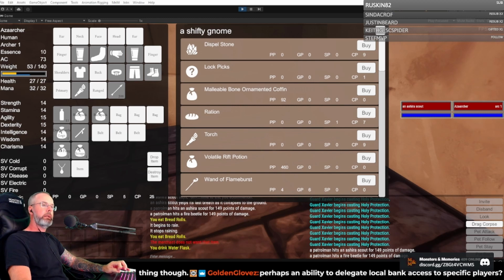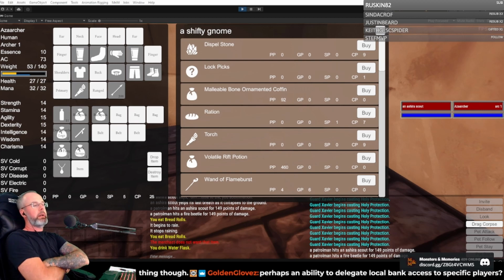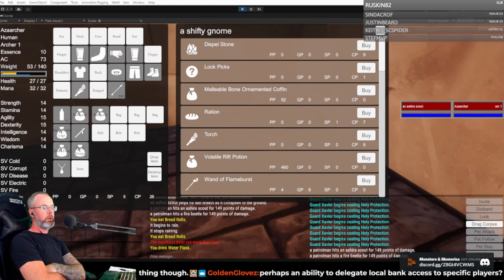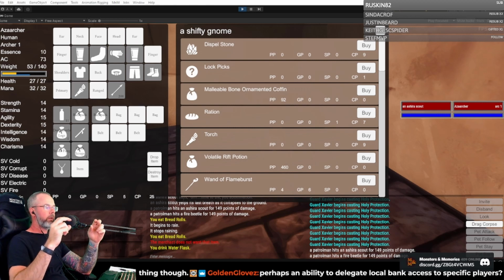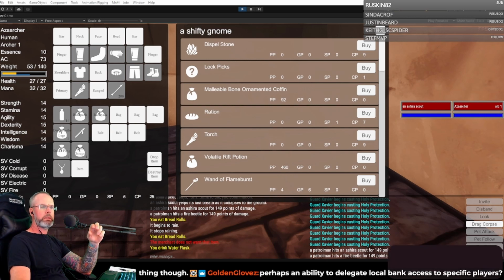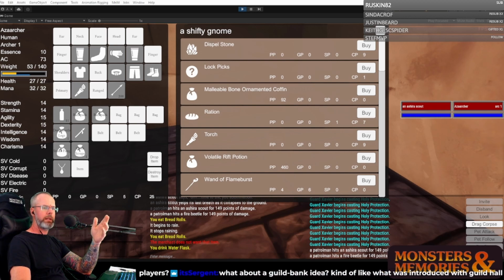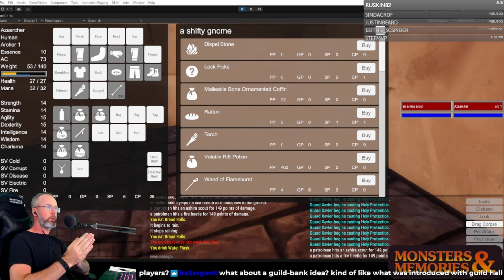Perhaps the ability to delegate local bank access to specific players. Well, we've talked about having the merchant bags, right? I think I've called it an escrow bag in the past. The escrow bag is something where you agree upon the conditions of transfer with the individual that has the bag. People have asked in Discord recently what we're planning on doing with merchants. Are we going to put in a bazaar system or auction house or anything like that? And we've said no, we don't want to put in an auction house or have bazaar bots sitting around everywhere.